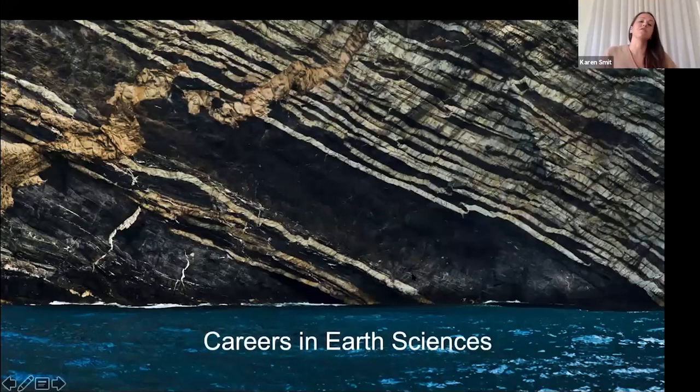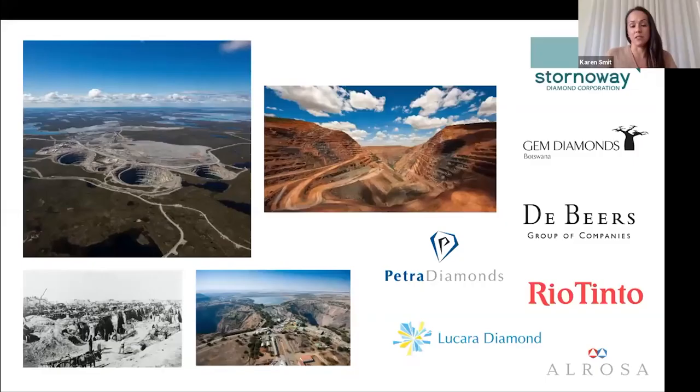So to start off, I have a beautiful image just showing some great textures here, which is just an image that I got from Apple. But I'll be talking generally about careers in earth sciences.